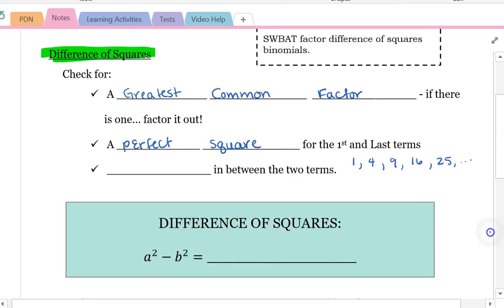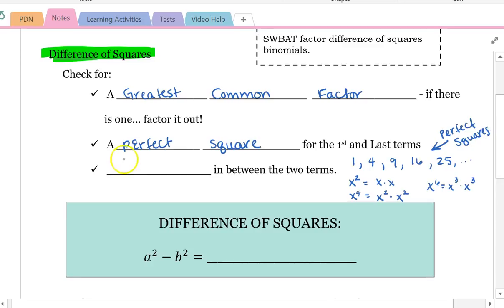But also we have perfect squares if we have x squared, because that is equal to x times x. If we have x to the fourth, that's equal to x to the second times x to the second. If I have x to the sixth, that's equal to x to the third times x to the third. So basically any even exponent, or one of the 1, 4, 9, 16, 25, 36, and so forth, these are your perfect squares. Okay? Let's write that there. Perfect squares. So that's what we're looking for when we do a difference of squares.